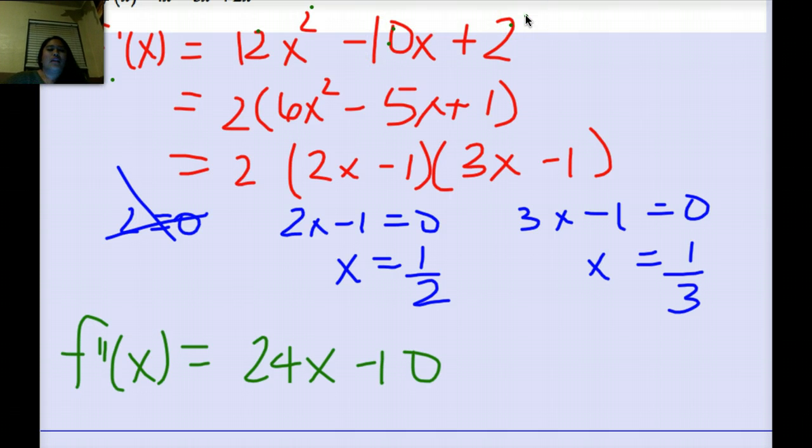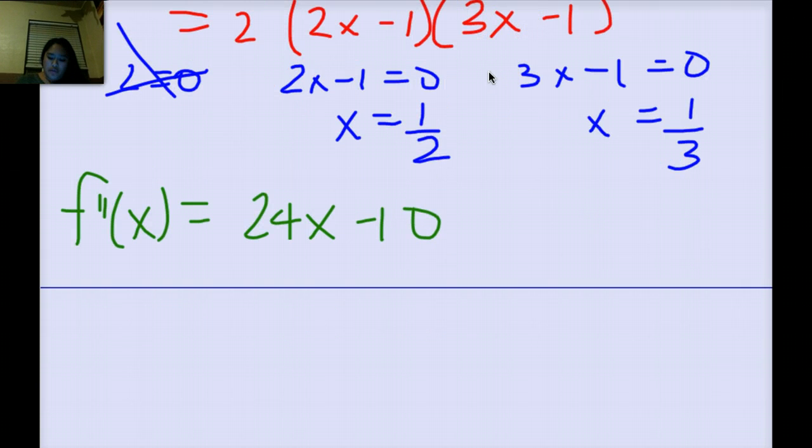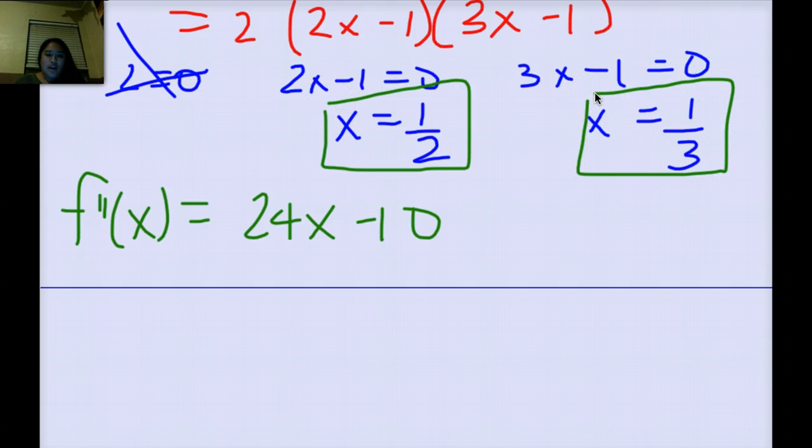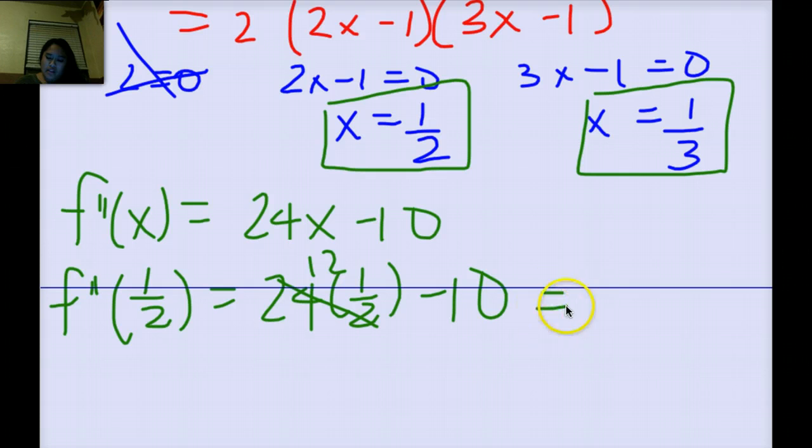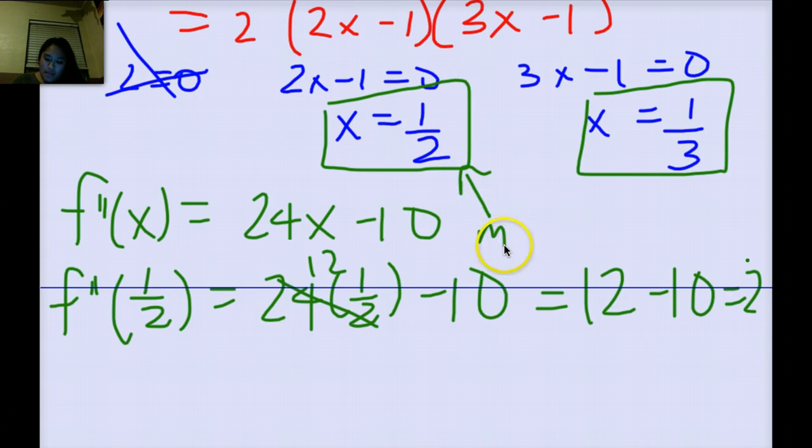just 0. So now I'm going to take our two critical numbers, 1/2 and 1/3, plug them in here to see what our sign is. So f double prime of 1/2 is the same as 24 times 1/2 minus 10. These cancel and I get 12 minus 10, which is equal to 2. Is 2 positive or negative? Good, it's positive. So anytime this is positive, that's going to tell me that this 1/2 right here is a minimum.